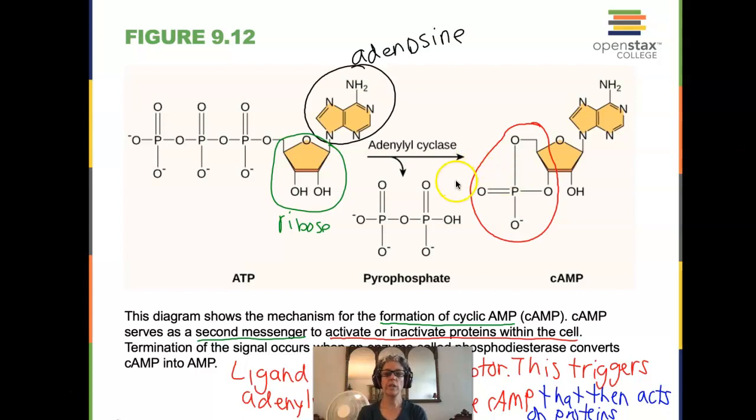This chemical reaction happens due to the enzyme adenylyl cyclase that removes two phosphates, leaving one phosphate attached, and binds this top oxygen also to the ribose. So this is cyclic AMP. The two phosphates that are removed and stay together are called pyrophosphate.